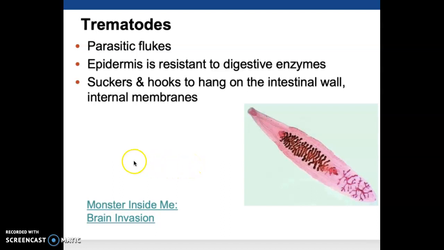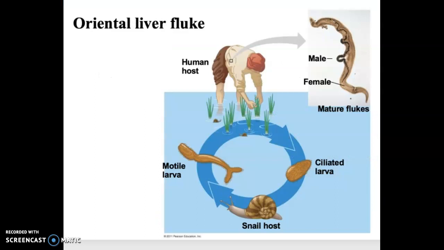So an example of a nasty trematode is this thing called the Oriental liver fluke. Now, this is one of those things that has two different hosts. That's why we talked about the life cycle being complex. So let's start with the little ciliated larva swimming around in an aquatic, wet, moist environment. It needs to get into a snail, specific species of snail, and use that snail as a host to grow and mature into the motile larva.